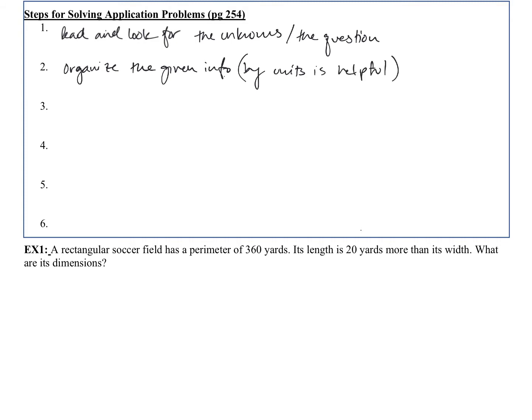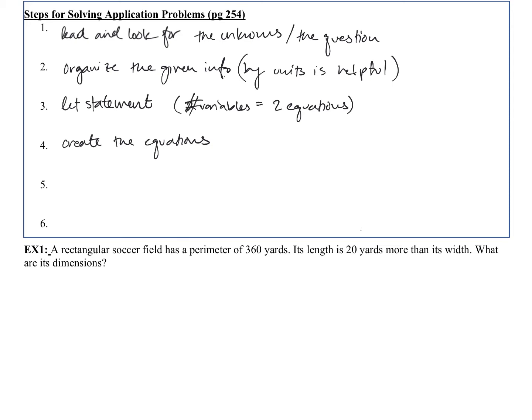Okay, then you're going to create a let statement for your variables. And then after that, the next thing you're going to do is to create your equations. So let's say if you have two variables, you're going to need to have two equations. Another way to look at that is the number of variables you have should equal the number of equations you're going to end up with.